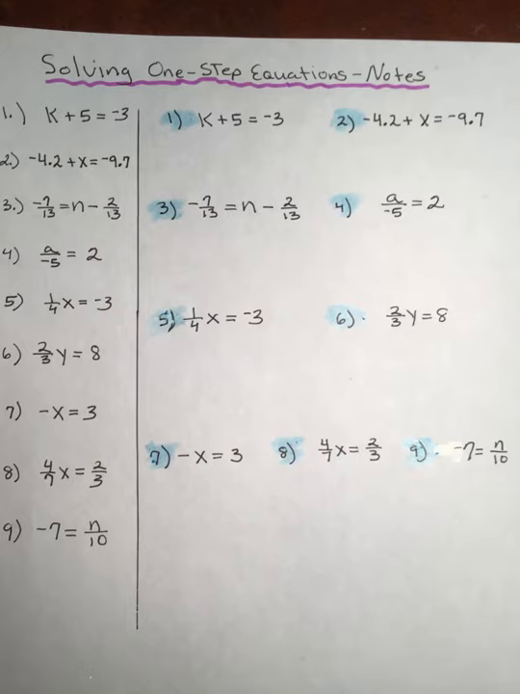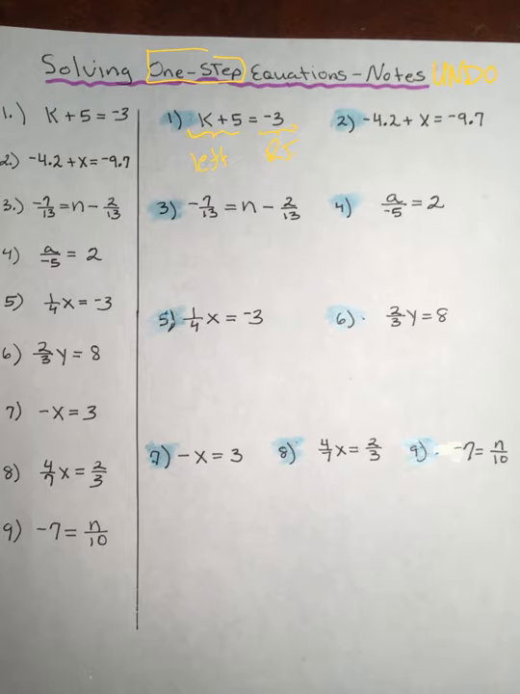Okay, so today we're going to go over one-step equations. They call it a one-step because we only have to undo one operation to get the variable by itself. So notice in problem number 1, we have k plus 5 equals a negative 3. So we have k plus 5 on the left-hand side of the equals and a negative 3 on the right-hand side of the equals. And we want to undo to get the variable to be by itself.